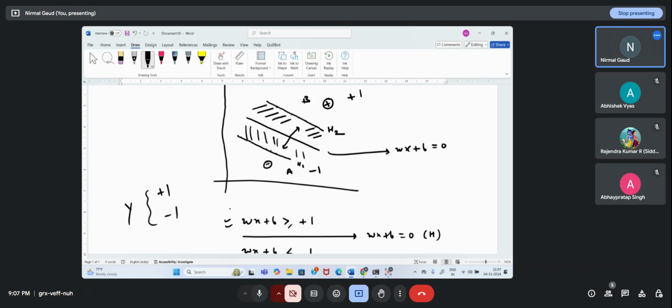And they are being assigned these equations. Here it can be assigned as wx plus b greater than equal to plus 1, and here it is assigned as wx plus b less than equal to minus 1. Like this, they have been assigned. The only thing is, we are talking about the regions, positive region and negative region, positive class and negative class. Anything which is falling under these regions is correctly separated.